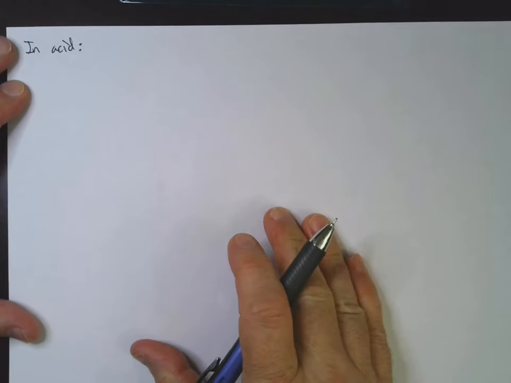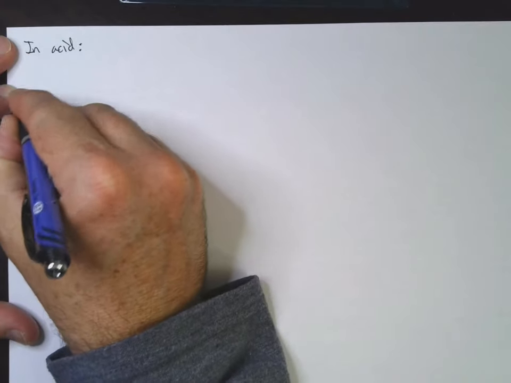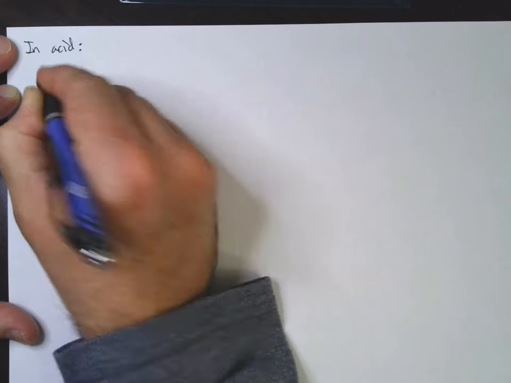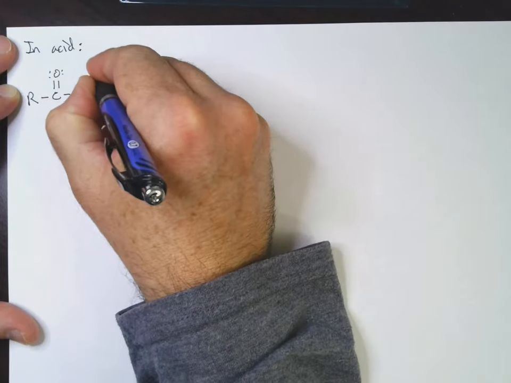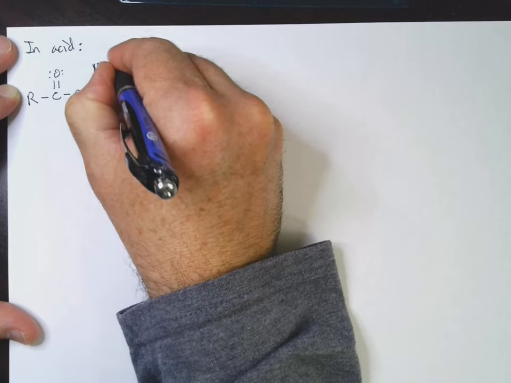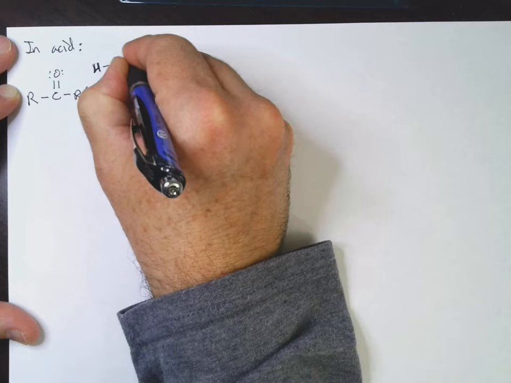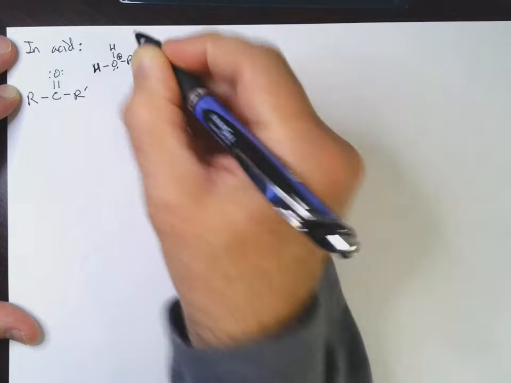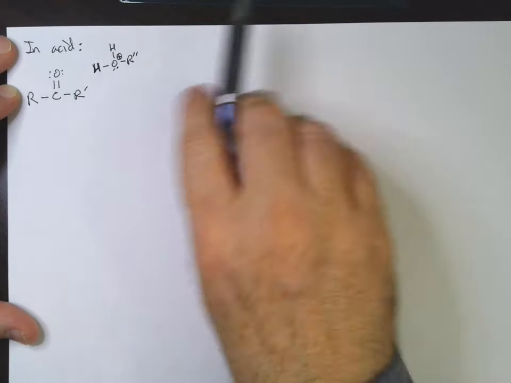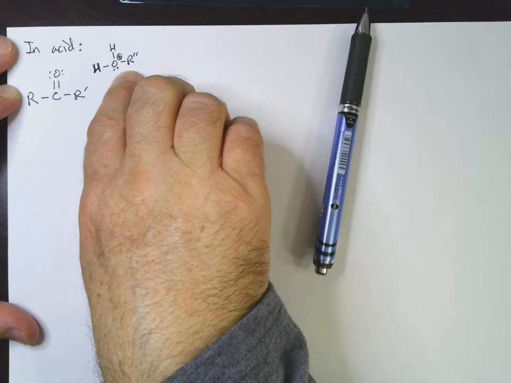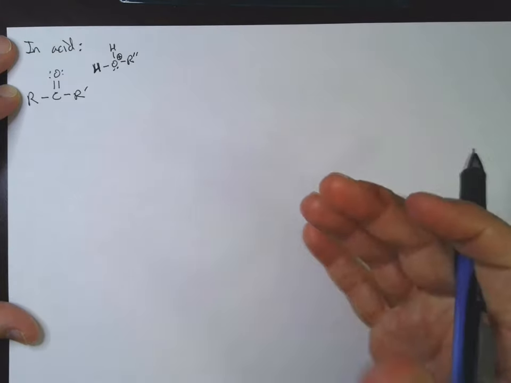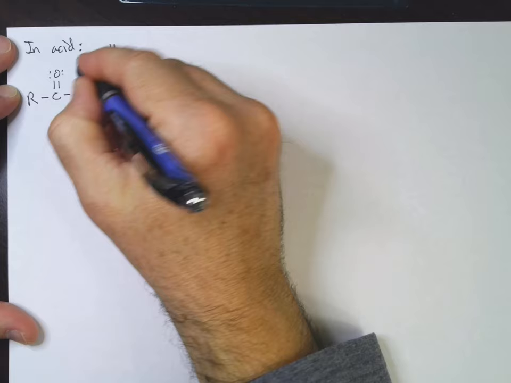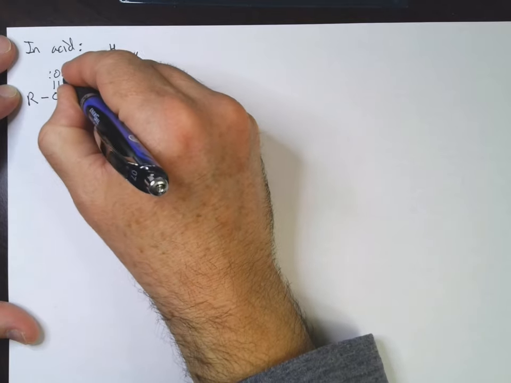All right. So let's go ahead and we've got R, C, R prime, double bond O, and I've got my acid present. And you're like, wait, Dr. P, where did this come from? That's my H plus. In an alcohol, I have H plus and it's attached to my R double prime OH. Just like in water, H plus is actually attached to H2O to make H3O plus. Anyway, if you just want to write H plus, that's fine.